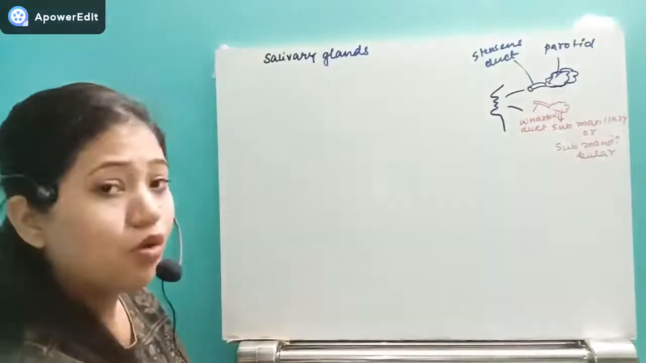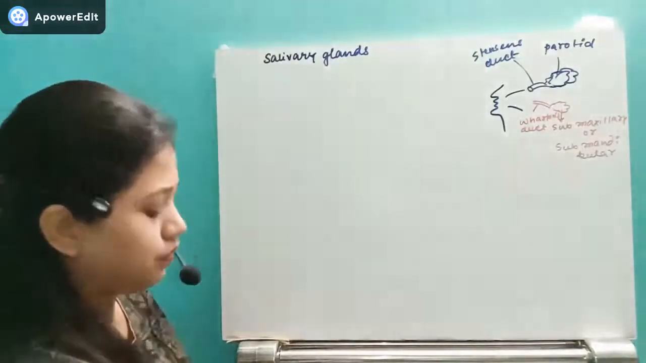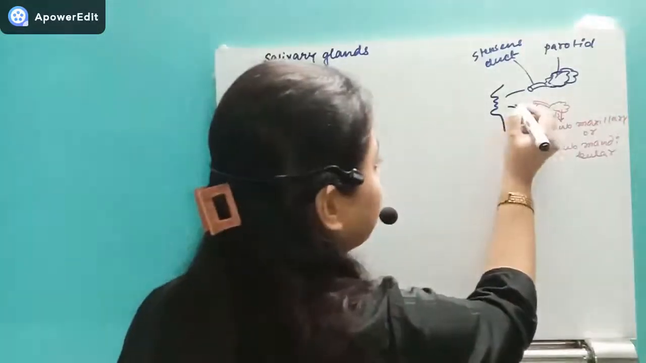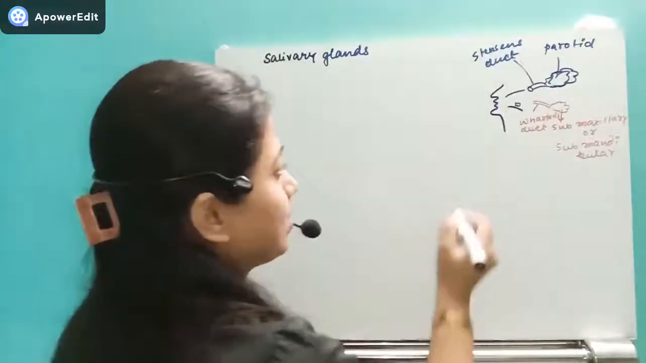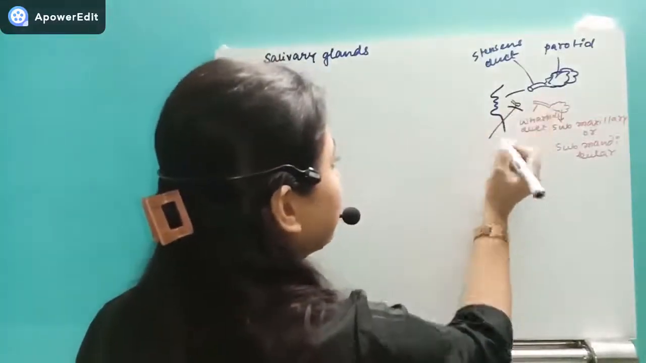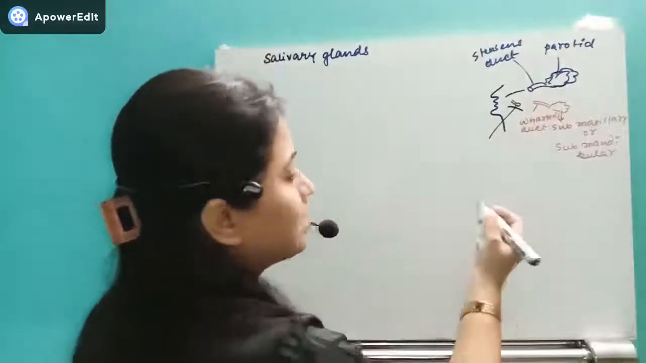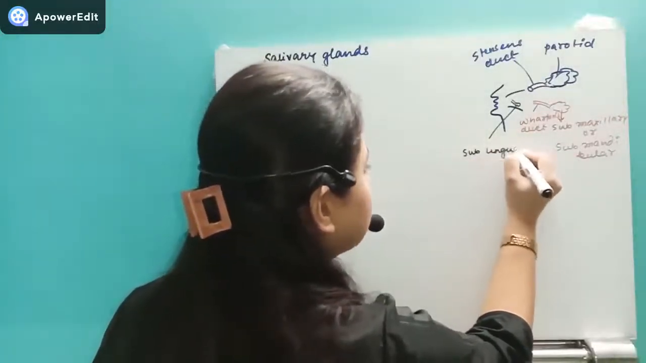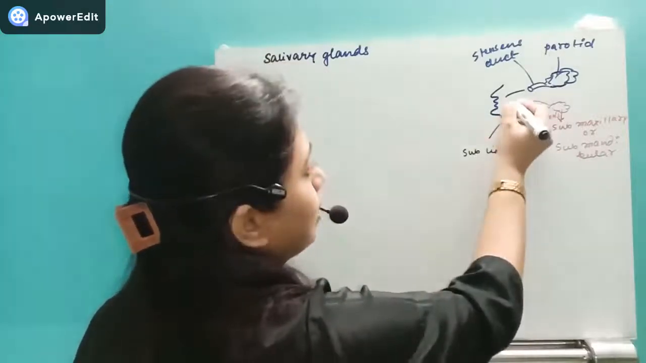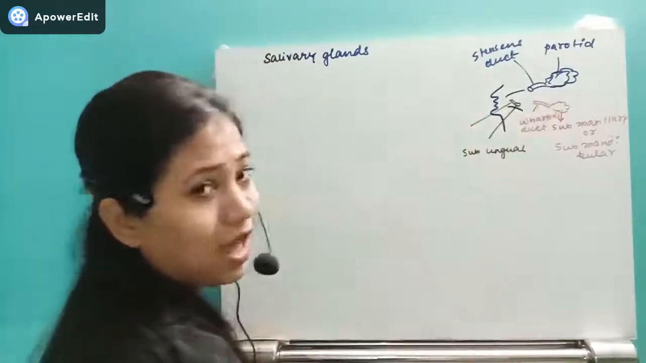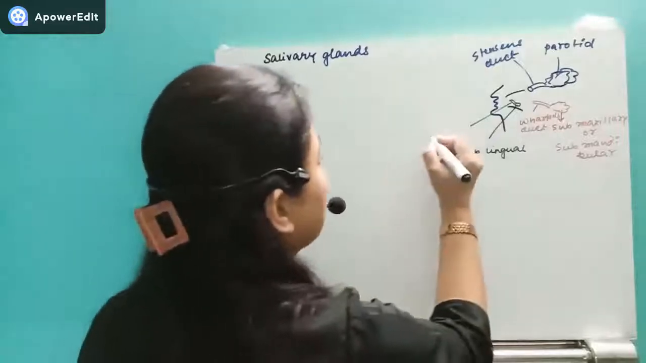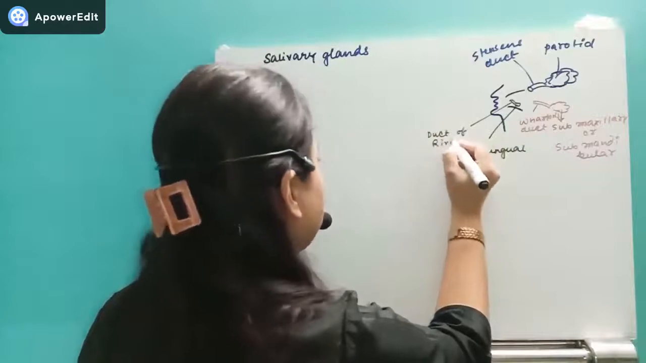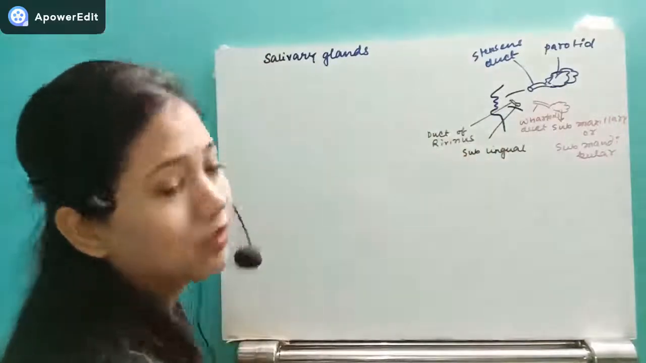Now on the floor of the tongue we are going to have the next salivary gland, which is the smallest salivary gland. The name of this salivary gland is the sublingual gland, and the sublingual gland will have this duct, and the name of the duct is called the duct of Rivinus. Okay, this is called the duct of Rivinus.